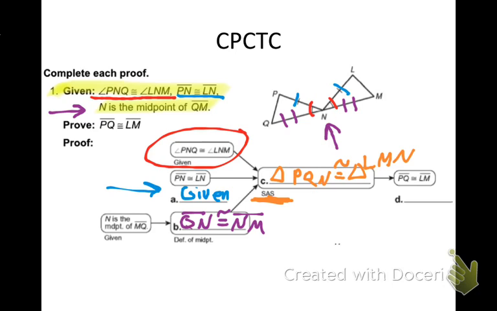And then the very last part. PQ is congruent to LM. Why? How do we know those two are congruent? Because what's our favorite thing we're going to talk about today? What's 5 letters? CPCTC. Nice job. All right, next one here.